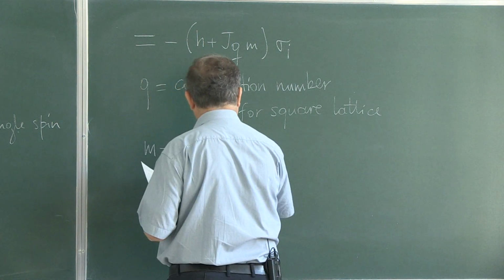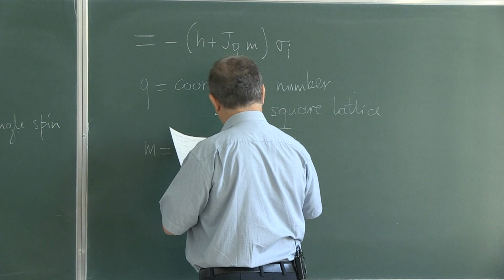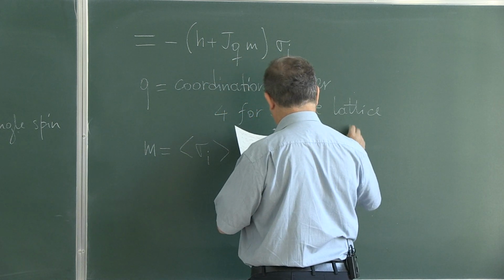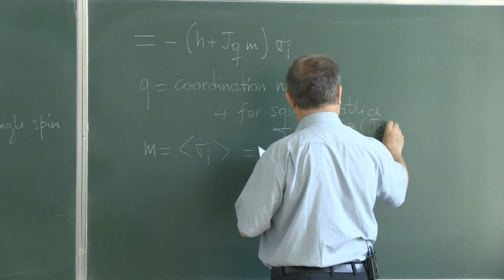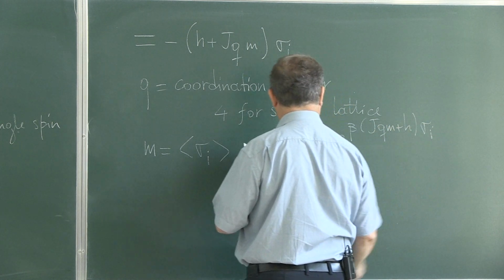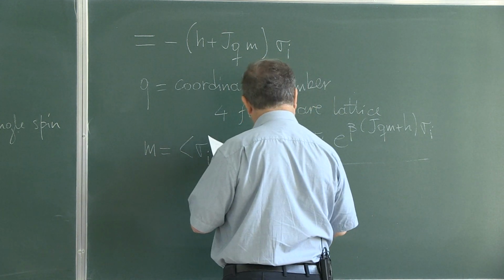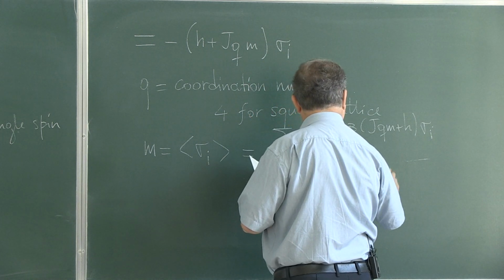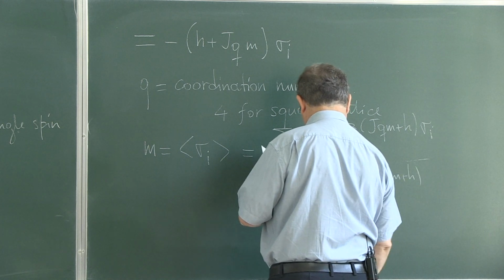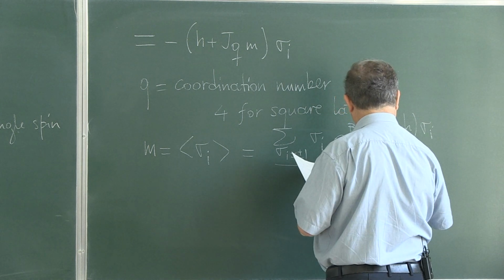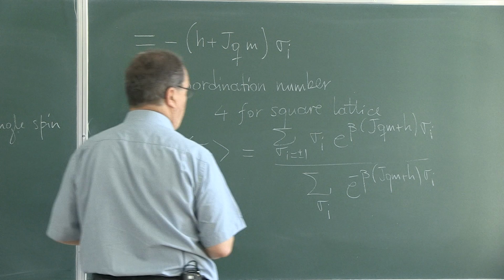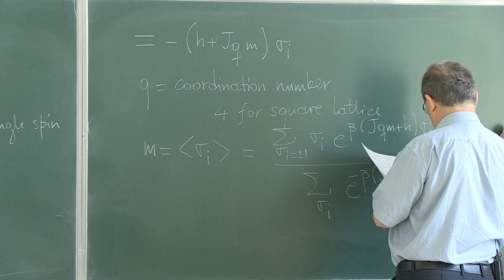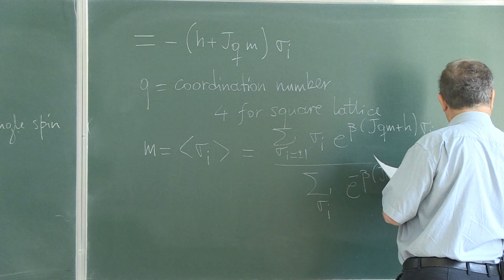This average thing we can also write as the sum over sigma i from plus minus 1 of sigma i e to the beta JQM plus H sigma i, divided by the sum of e to the minus beta JQM plus H sigma i. Or this is nothing but tangent hyperbolic beta H plus JQM.